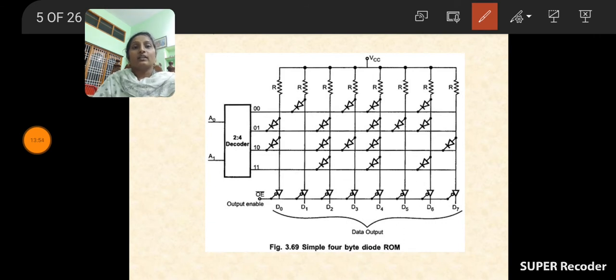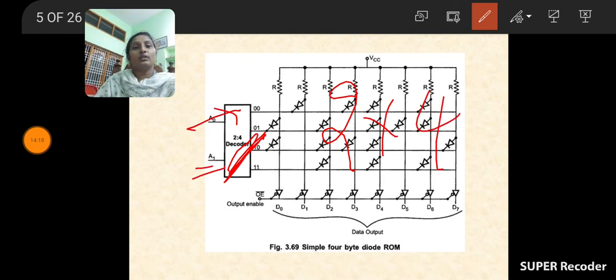And see here how the diodes are organized with the decoder. With the help of decoders, the diodes are arranged in a fashion to form the diode ROM. So how are the diodes connected? See here, it is a 2 by 4 decoder. That means here we are applying 2 inputs and it has 4 outputs.